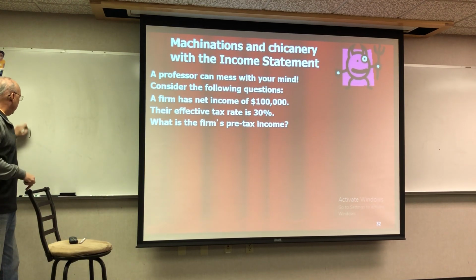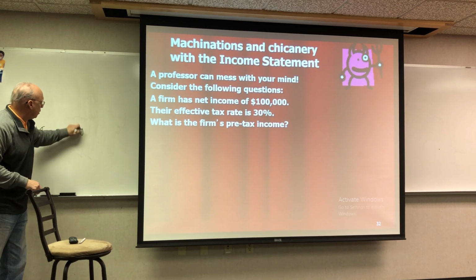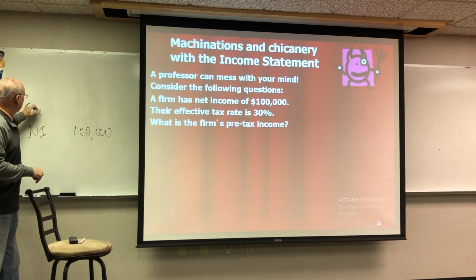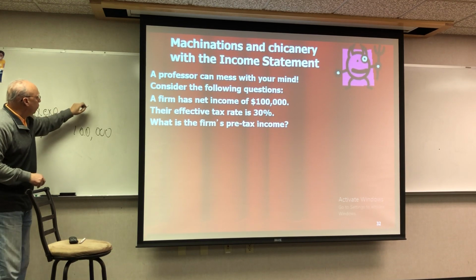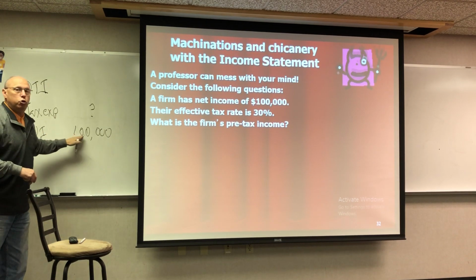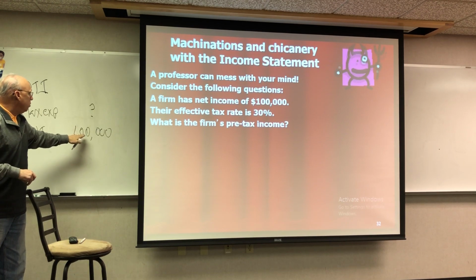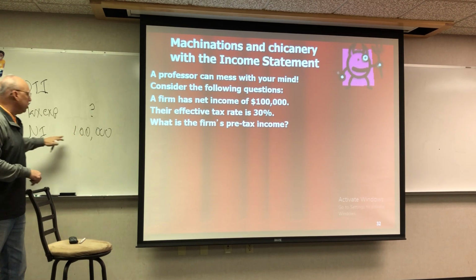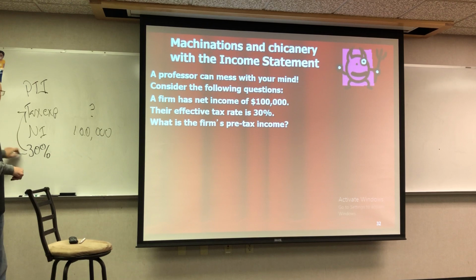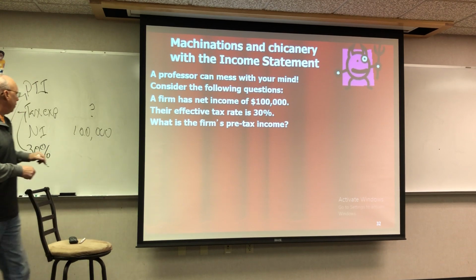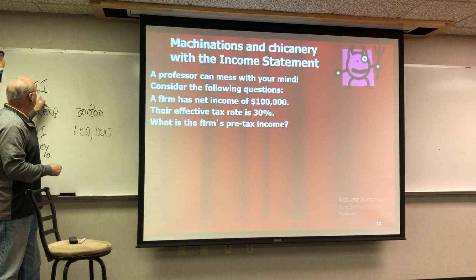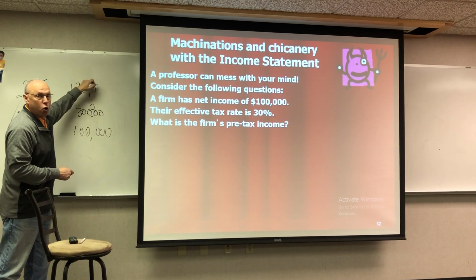Let's look at it this way. You have net income of $100,000, and then you have tax expense, and we don't know what that is yet, and then you have pre-tax income. If you see a problem that says the net income is $100,000 and the tax rate is 30%, you can then back into the pre-tax expense and into the pre-tax income. But if you think that the tax expense is $30,000 and the pre-tax income is $130,000, you're wrong.